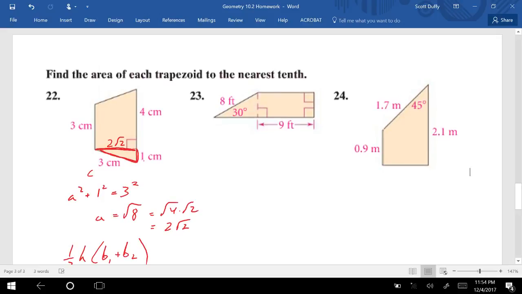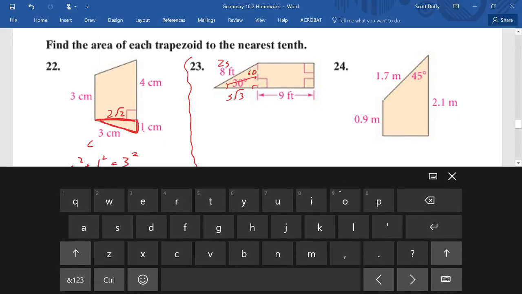Number 23. Okay, so what I see is I have a 30, 60, 90 triangle. So the short side is going to be S. The longest side would be 2S. And this one would be S times the square root of 3. All right, so if 2S is 8, then S is equal to 4. That's what my short side will be.